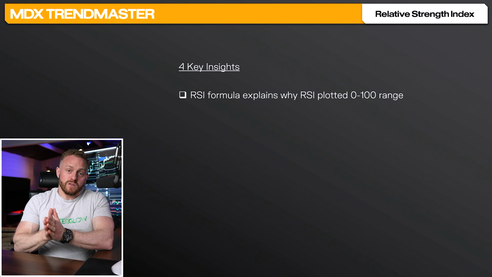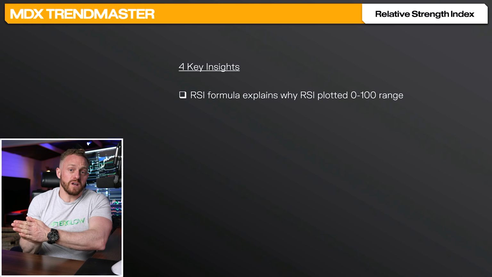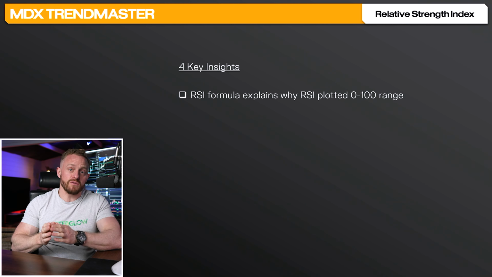So now we understand how RSI is calculated, there are several useful insights that immediately pop out. And the first one is why RSI is plotted from a range of 0 at oversold up to a maximum 100 where the asset is overbought.